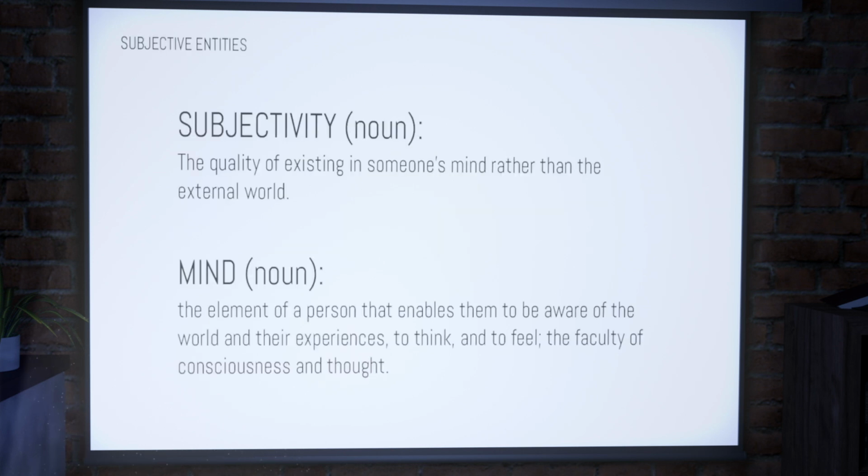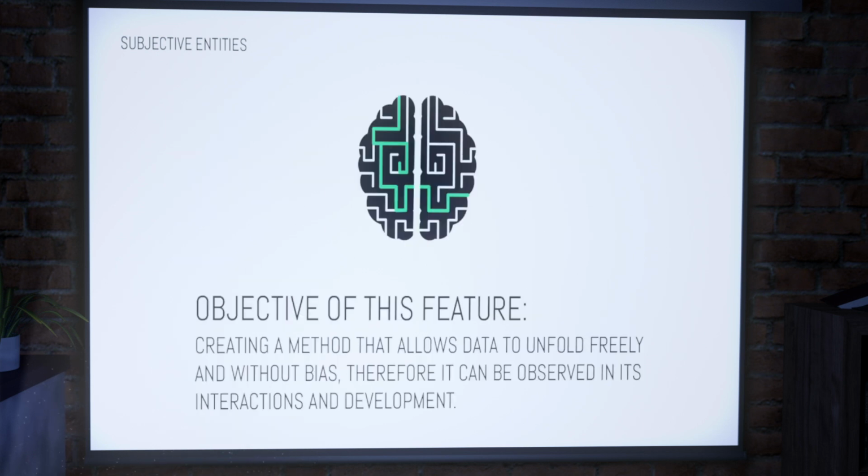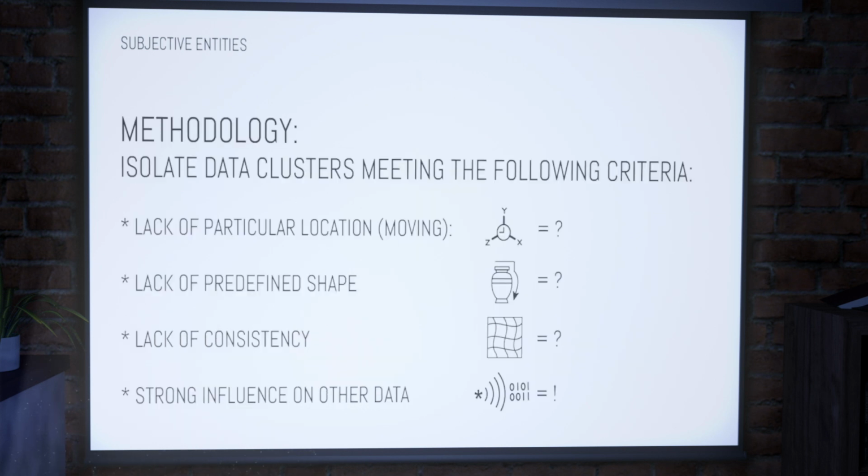So, subjective entities. As we decided, the understanding of subjectivity should be handled from different angles to avoid bias. So this particular angle is all about allowing the data to speak for itself. I first isolated data that had these characteristics: lack of particular location, lack of predefined shape, lack of overall consistency, a strong, erratic influence on other memory data, and of course that AI doesn't get close to interpret it.